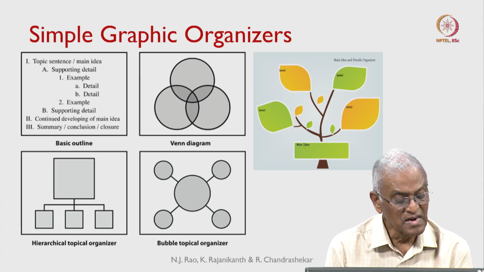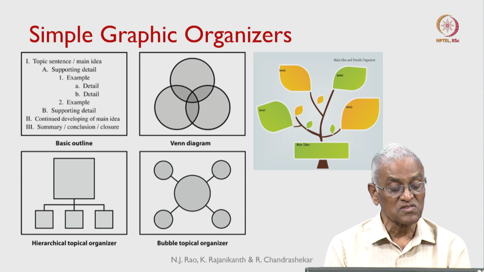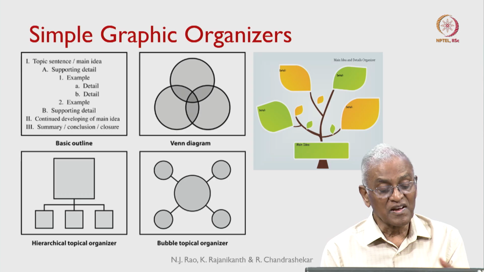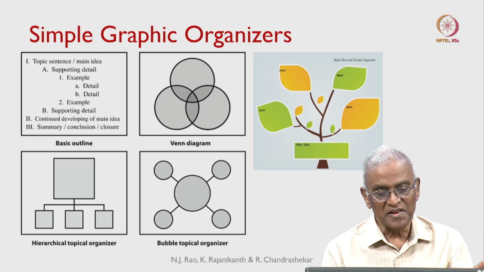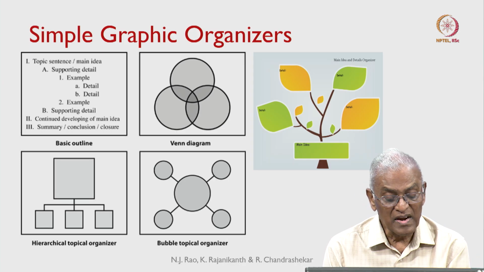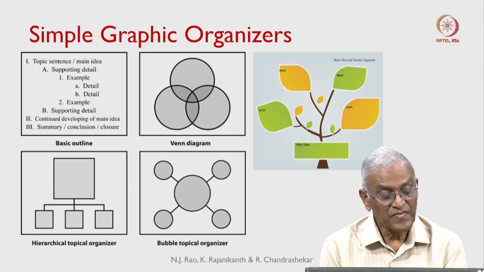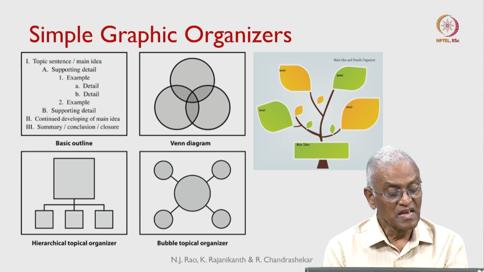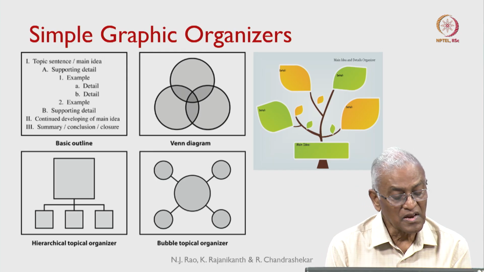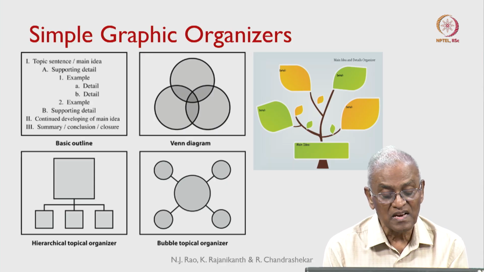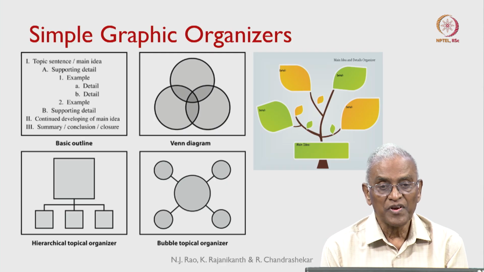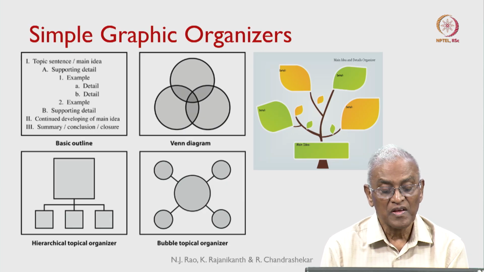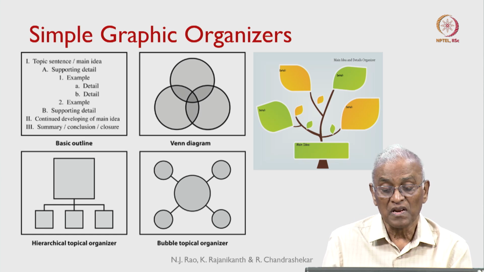And hierarchical topical organizer, something that is easy to understand, like in the case of the cognitive domain, where we talked about cognitive processes and so on. And bubble topical organizer: here there is no hierarchy. In a hierarchical topical organizer, you can see the hierarchy clearly. In a bubble topical organizer, we do not see any particular hierarchy, only that these are related to some central idea. You can rotate them around, so there is no particular hierarchy.